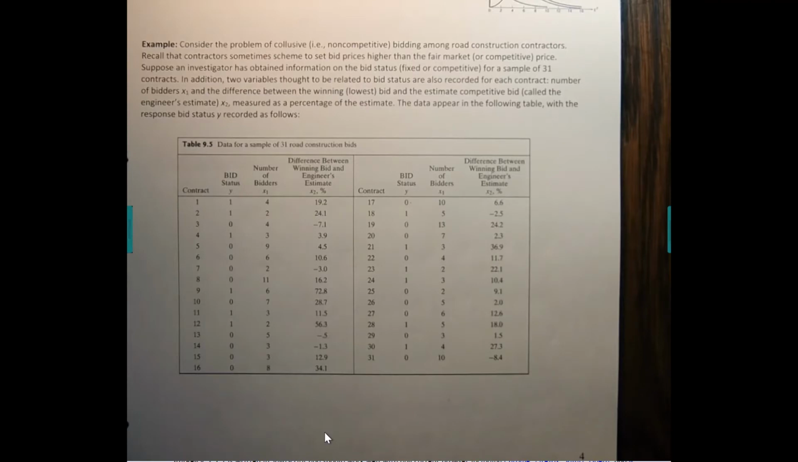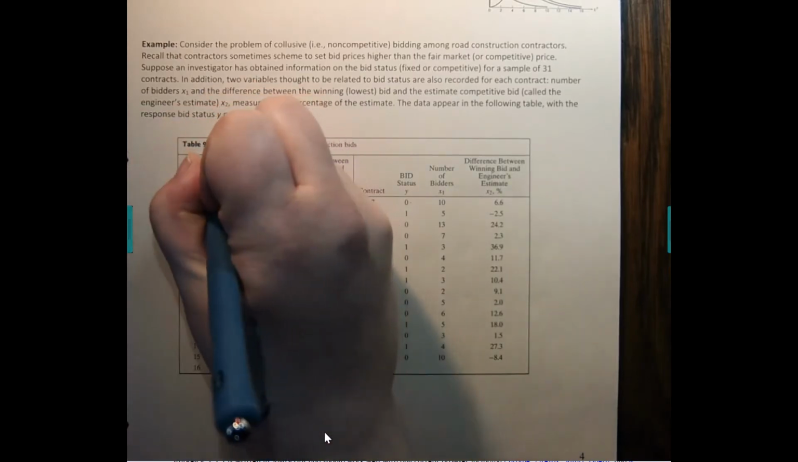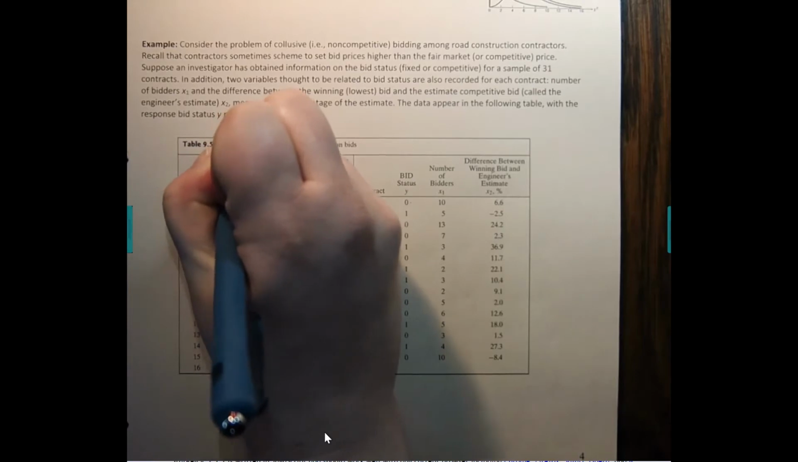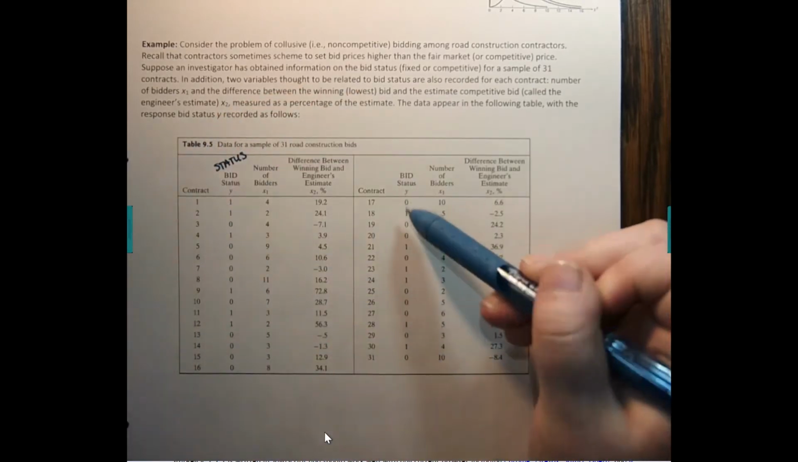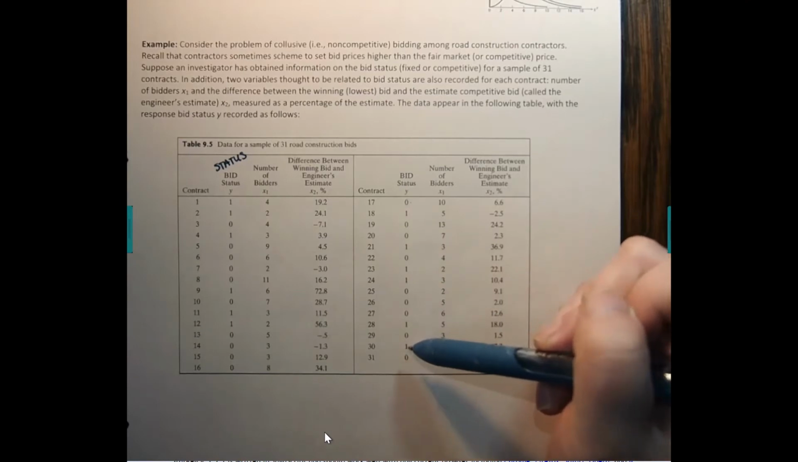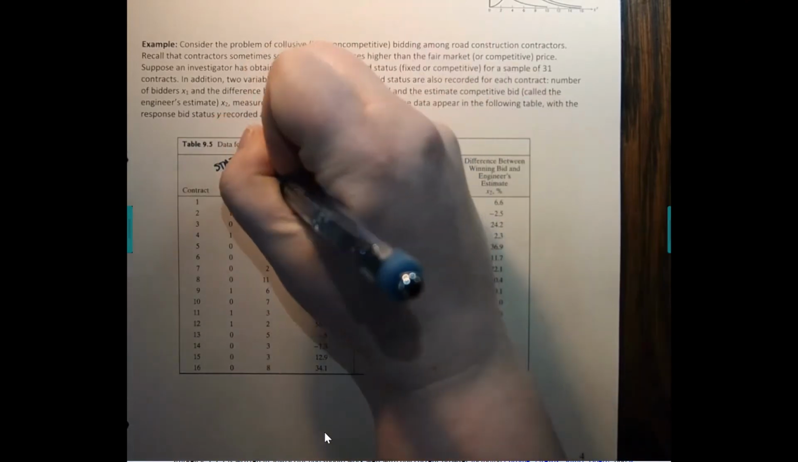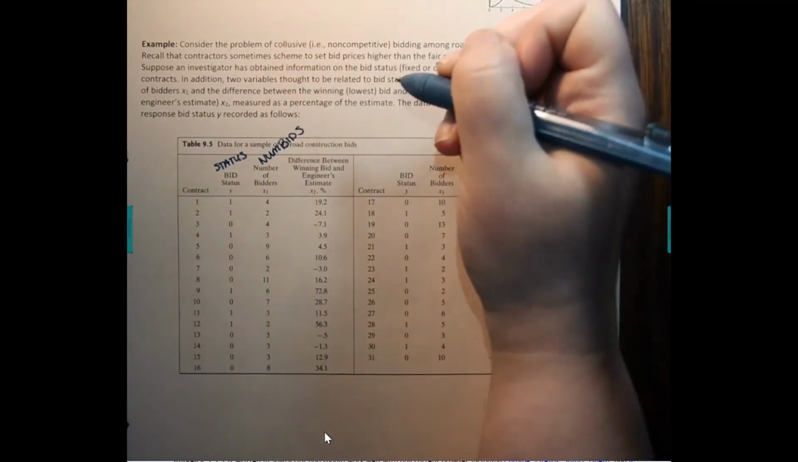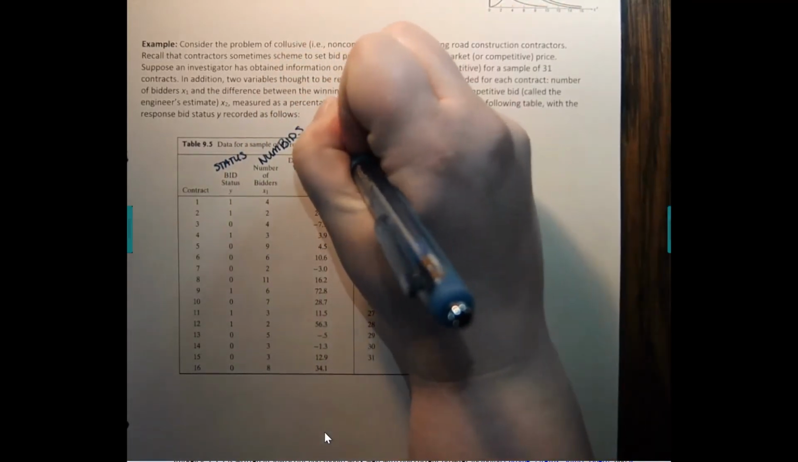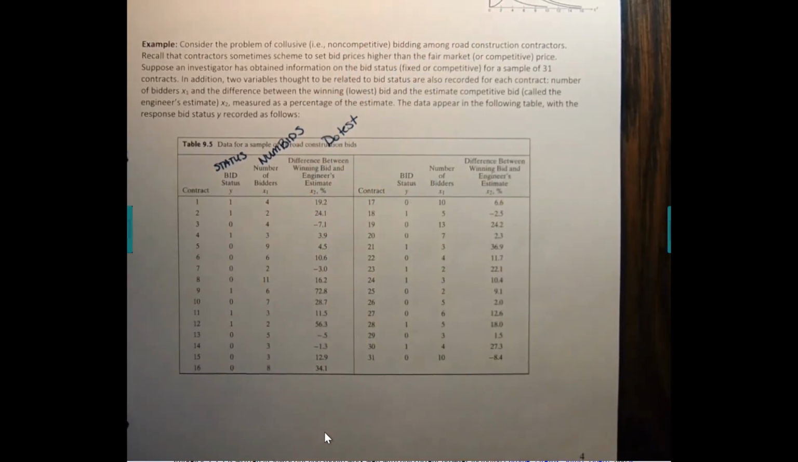The data appear in the following table, with the bid response status y recorded as follows. So notice here we've got bid status, and in our code that's going to be denoted just as status. Notice it is binary, it just takes the values 0 and 1. Next, we've got number of bidders, and this is going to be denoted as num bids. And then due test, that's going to be the difference between the winning bid and the engineer's estimate.